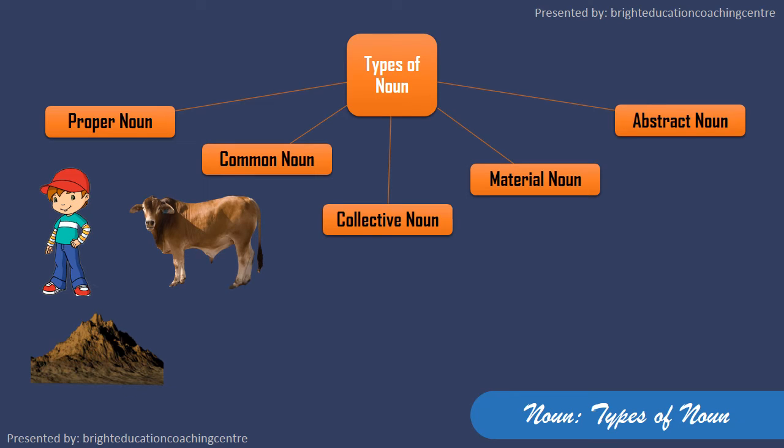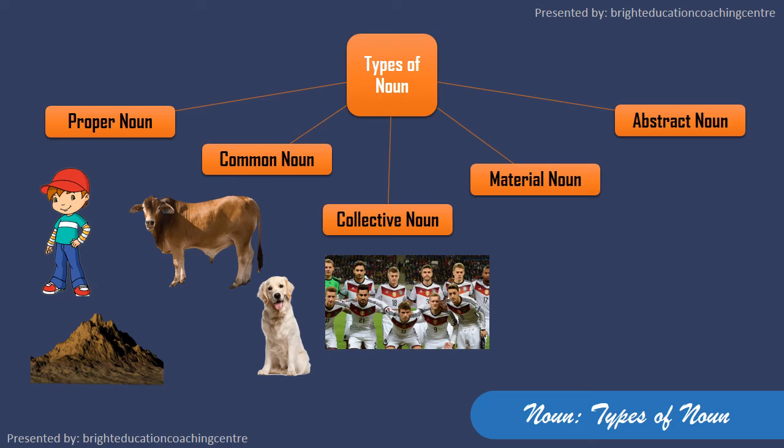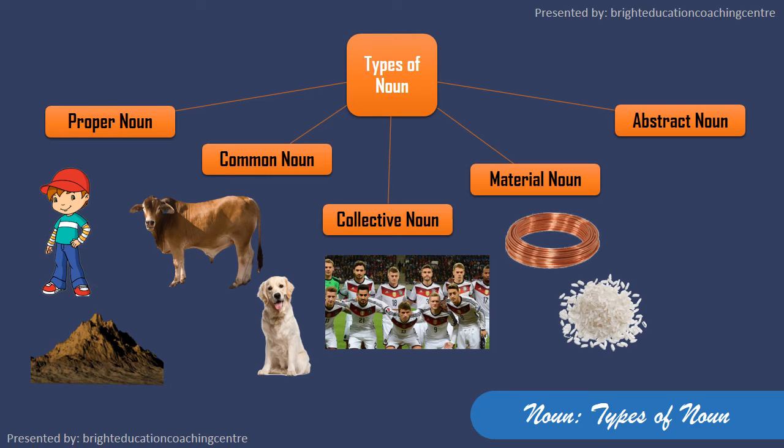Common noun belongs to a class. That means cows, dogs, etc. Now collective noun. A group of persons, in this case, for example, Team Germany. Material noun. Any material or substance or matter. For example, copper, rice, etc. Abstract noun. The feelings, concepts, or quality for a particular person. For example, a particular thing maybe. For example, a beautiful rose.